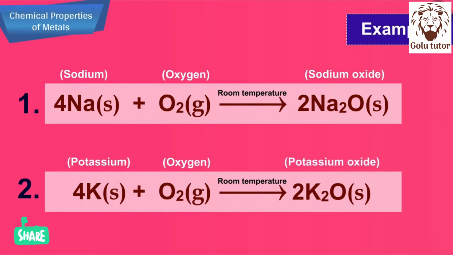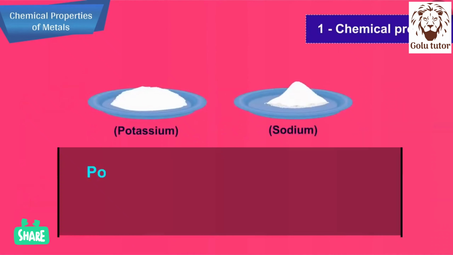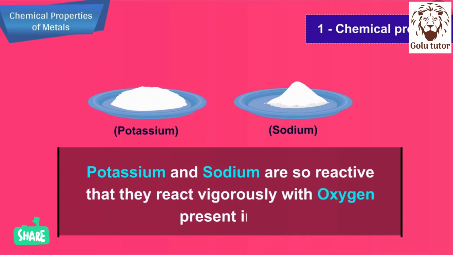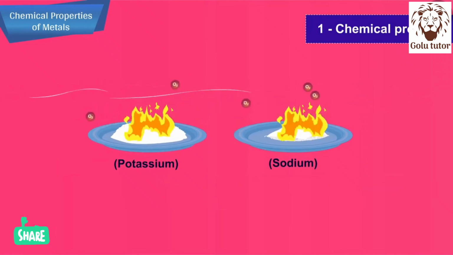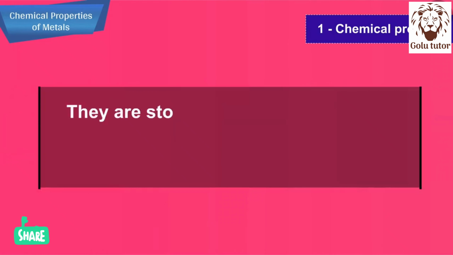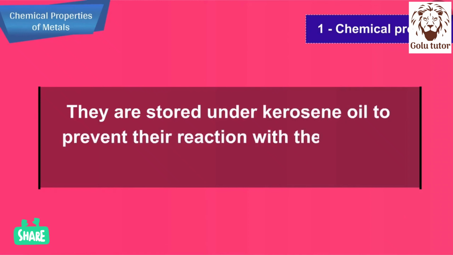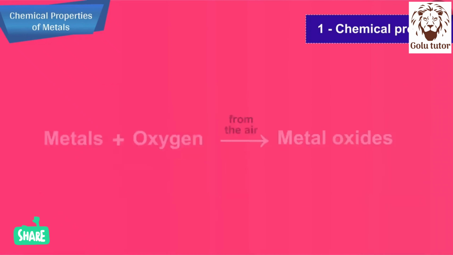There is also an interesting fact about these metals, that is, potassium and sodium are so reactive that they react vigorously with oxygen present in air. They catch fire and start burning when kept open in the air, and this is the reason why they are stored under kerosene oil to prevent their reaction with the oxygen, moisture and carbon dioxide of air.